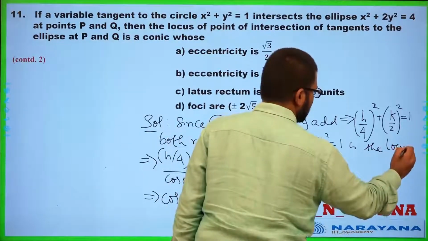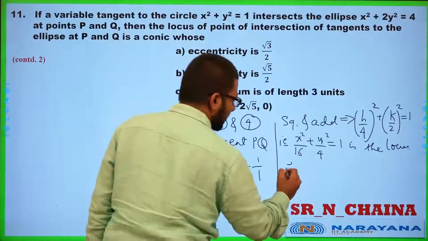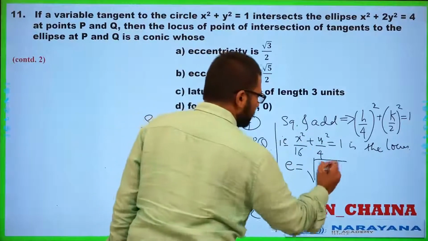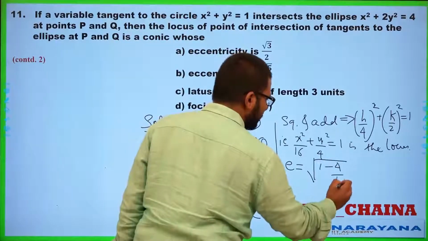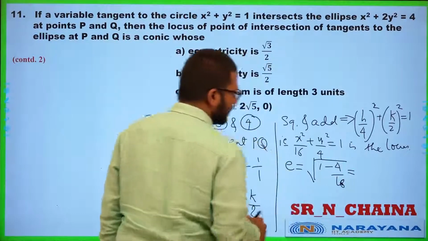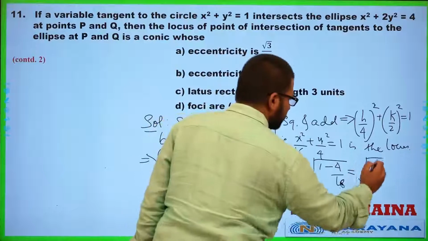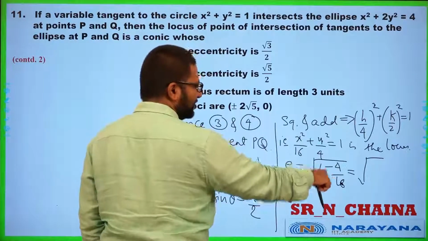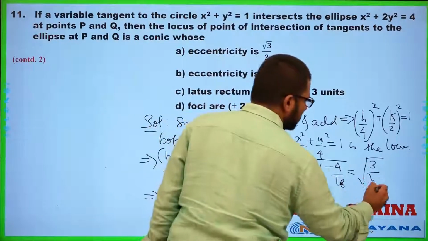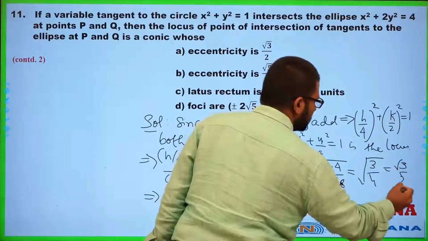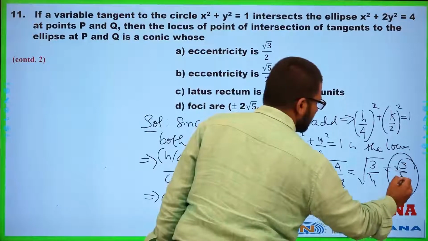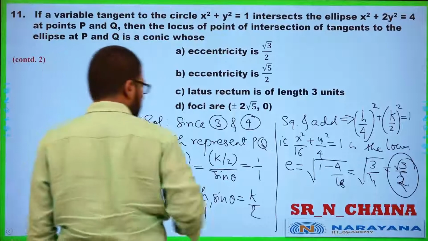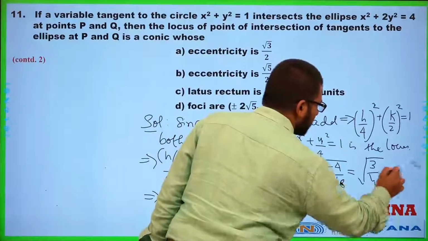Now for this locus, this is an ellipse, so the eccentricity e is equal to root of 1 minus b square by a square, that is 4 by 16, which is 1 by 4. So 1 minus 1 by 4 is 3 by 4, which gives root 3 by 2. Can you see that? This would be root 3 by 2.